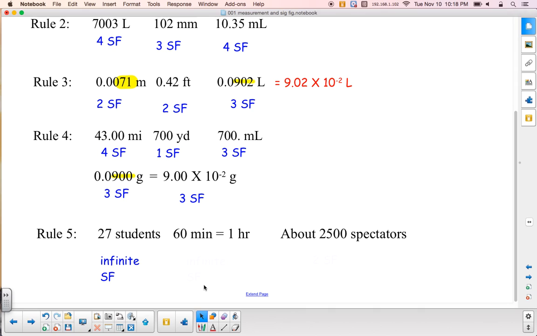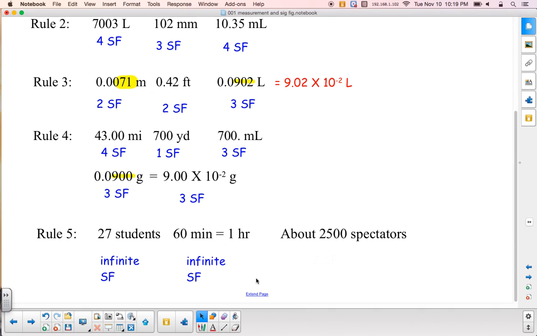Another set of numbers that have infinitely many significant figures are conversion factors. Things like 60 minutes equals 1 hour. 60 minutes is the very definition of 1 hour, and there's no uncertainty in these numbers either. Both the 60 and the 1 hour, and thus this entire conversion factor, are considered to be perfect conversion factors and therefore have infinite significant figures.